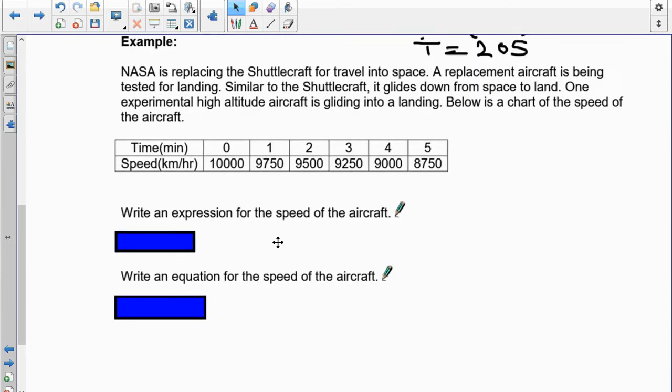NASA is replacing the shuttlecraft for travel into space. A replacement aircraft is being tested for landing. Similar to the shuttlecraft, it glides down from space to land. One experimental high-altitude aircraft is gliding into a landing. Below is a chart of the speed of the aircraft.